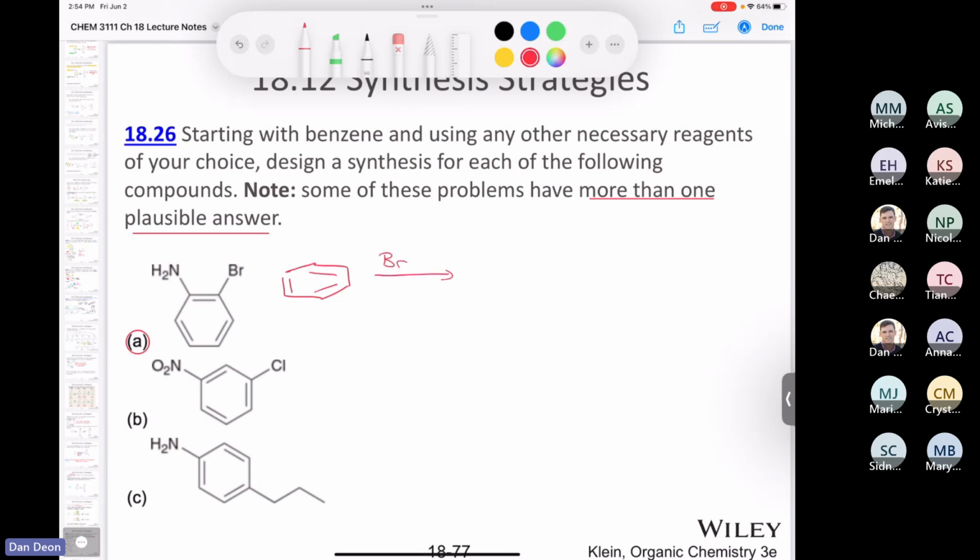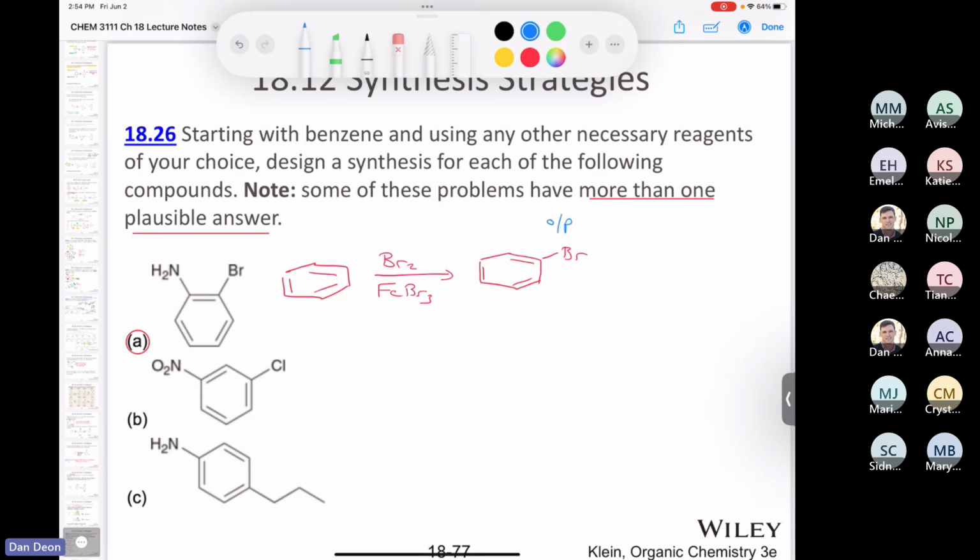So if we do bromine and iron 3 bromide, let's just throw a bromine on it. All right, so there we go, like this. And now we want to put an amino group here. So we want it to be ortho. So we know that bromine is an ortho para director, but we want to direct to the ortho position. So what are we going to have to do to prevent the nitration occurring at the para position? What kind of group do we have to use?